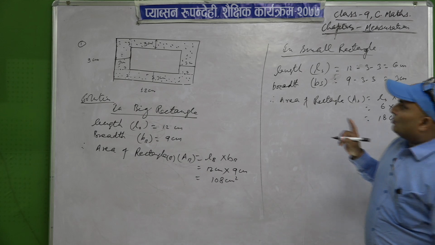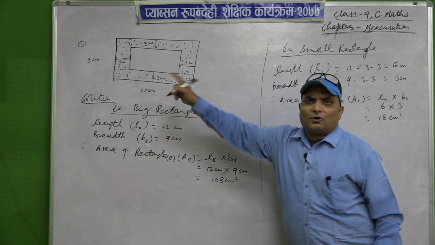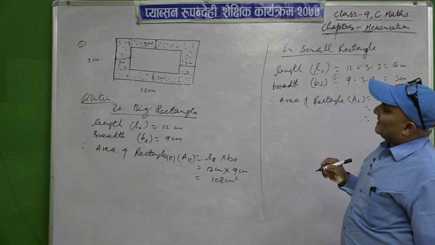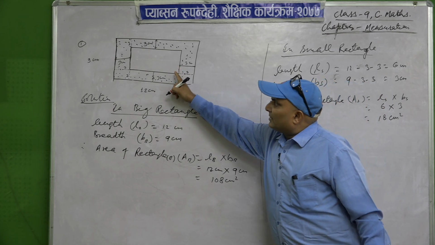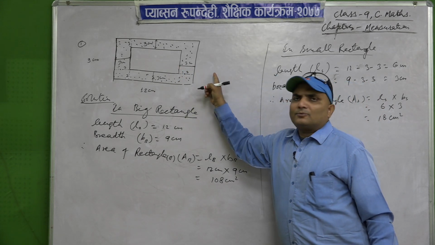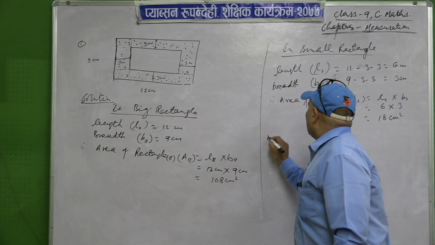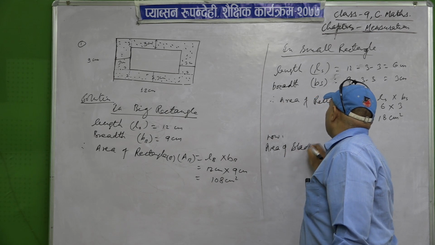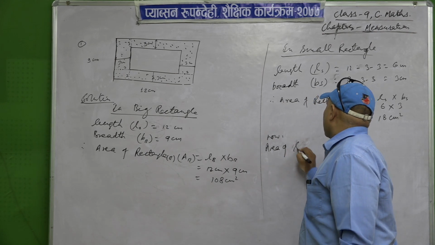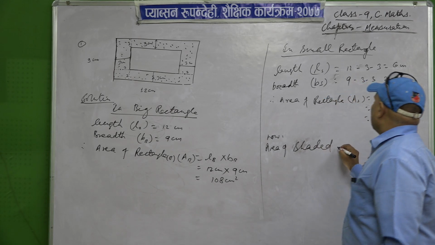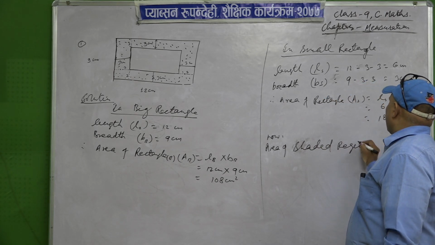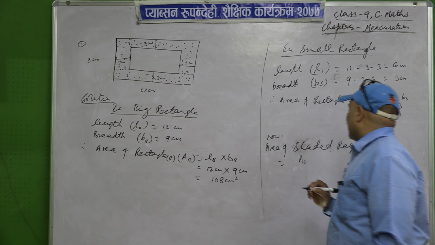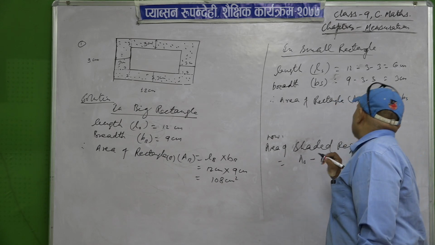Now we have to find out area of this shaded region or area of this uniform width. So to find that area, we subtract area of the small rectangle from the area of the big rectangle. Okay. Now area of shaded region is equal to AB means area of big rectangle minus area of small rectangle.